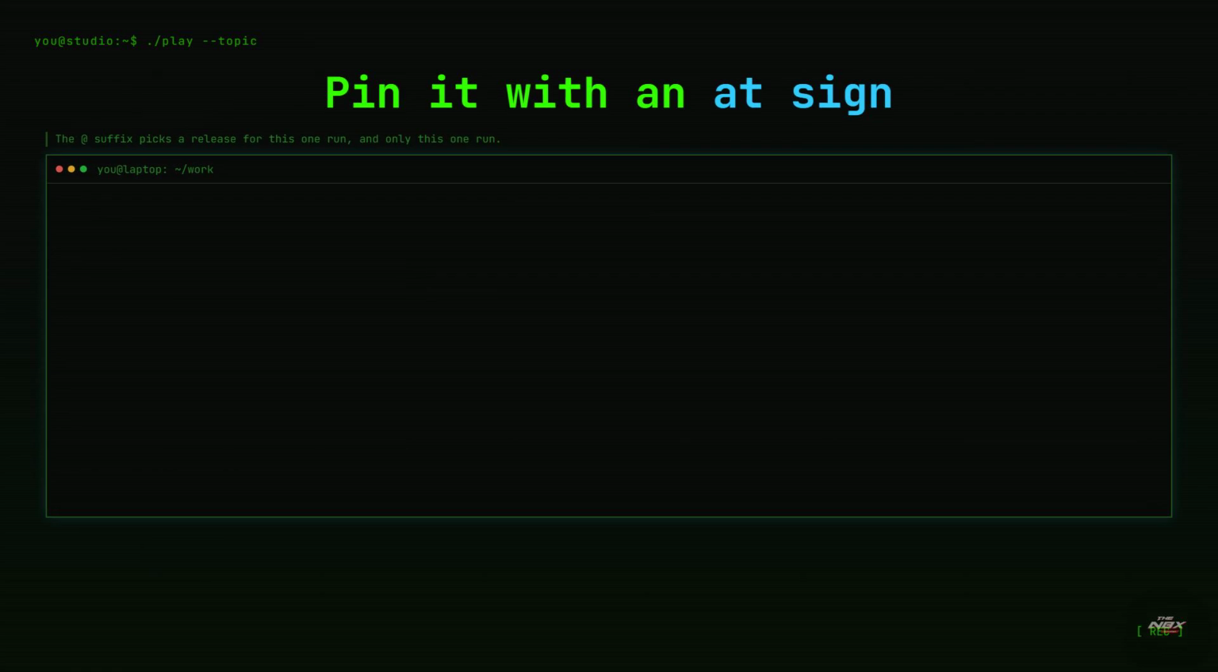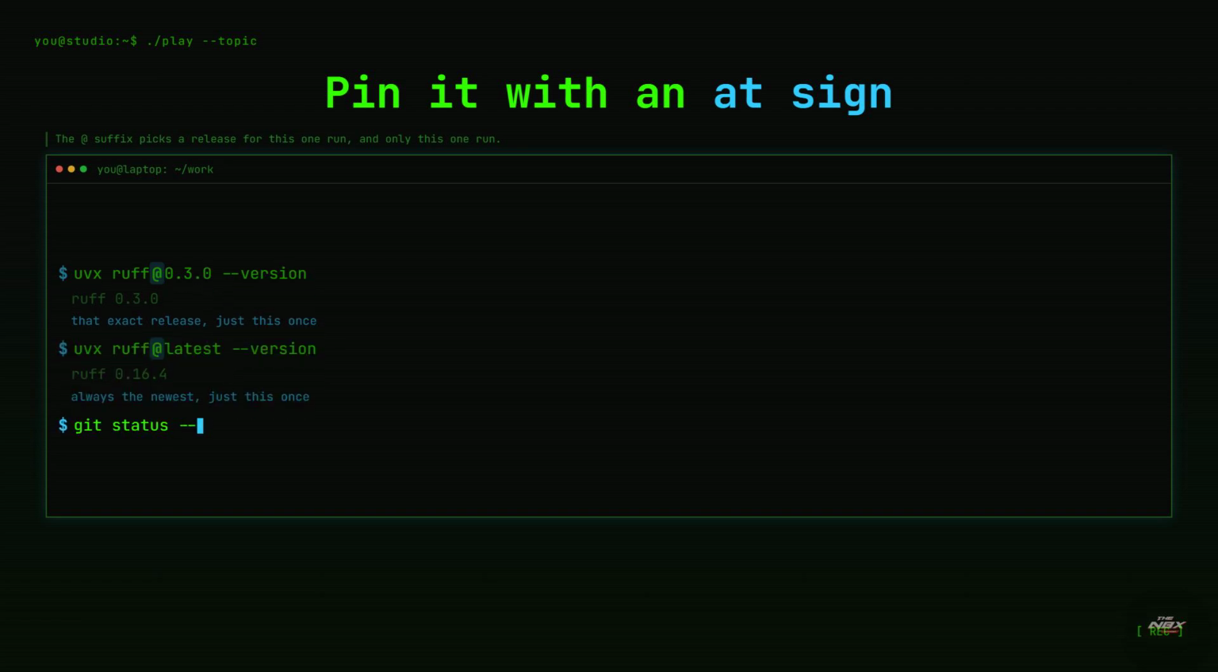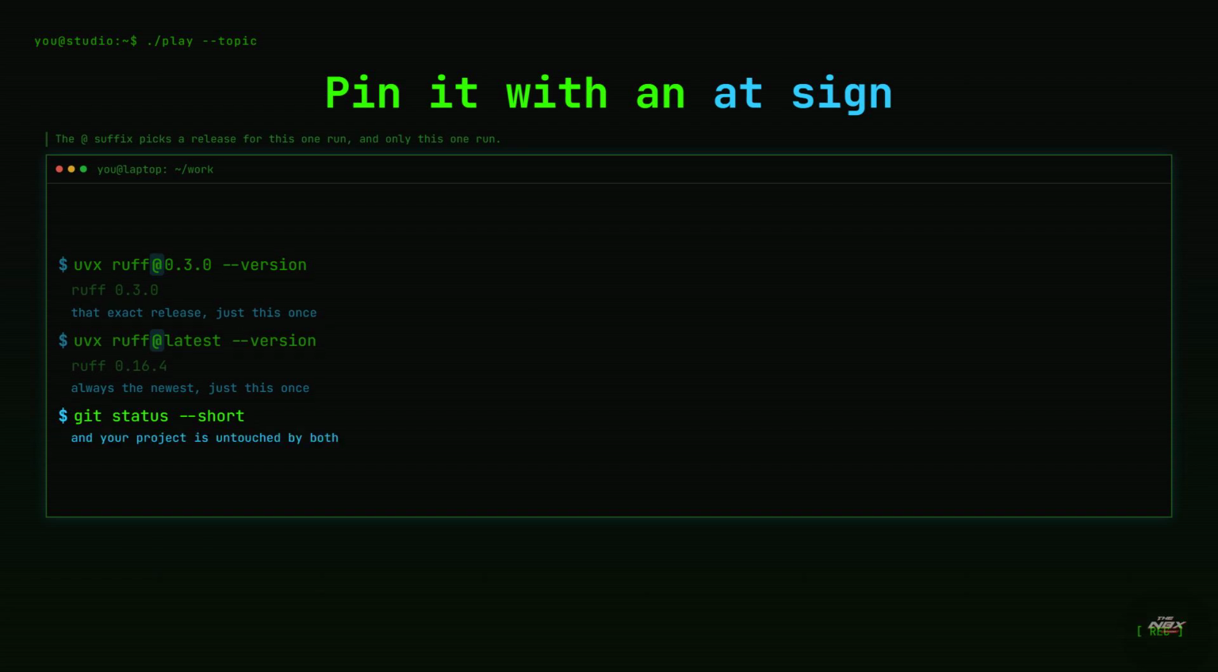Because nothing is being installed, you can pin a version without committing to anything at all. Adding @0.3.0 runs that exact release. Adding @latest always fetches the newest one. Neither choice changes a single file in the project you happen to be standing in.